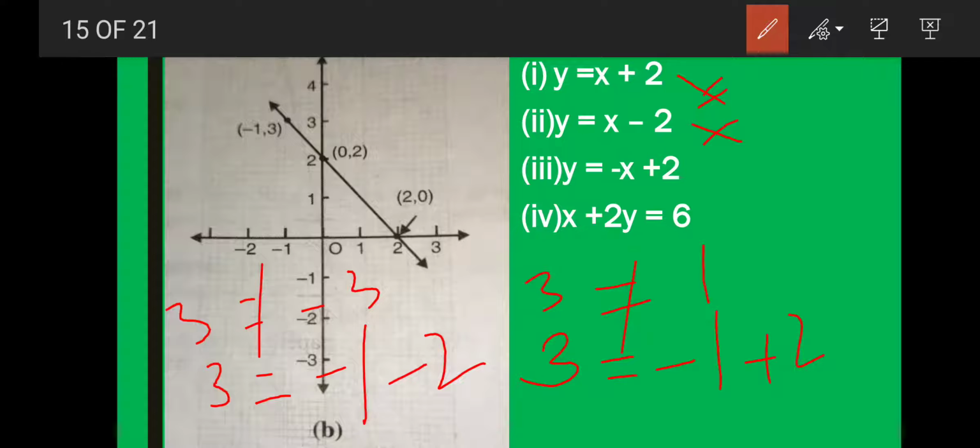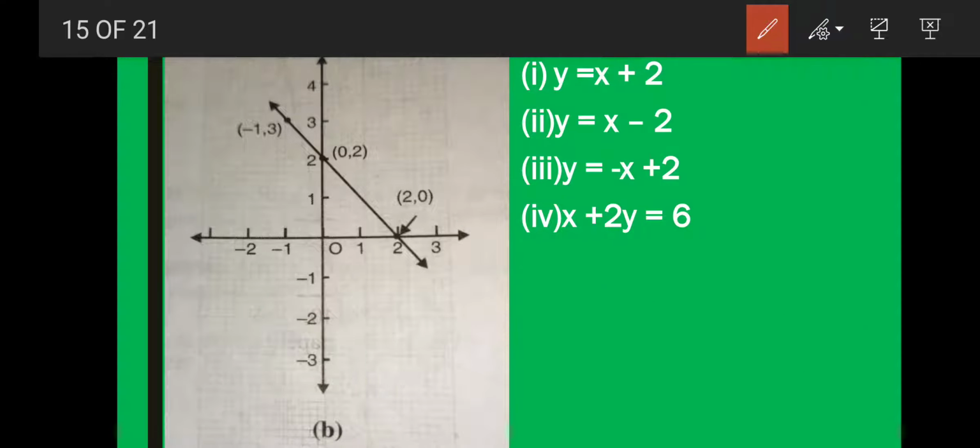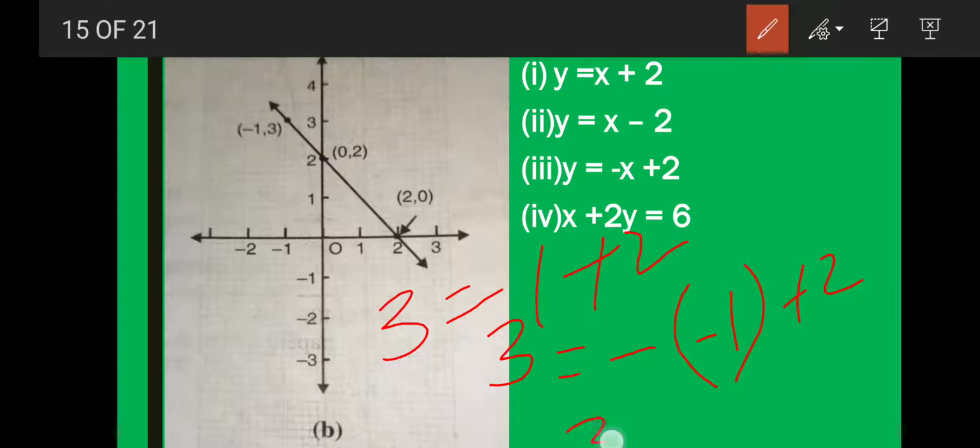Now we will check it in third option, that is y is equal to minus x plus 2. So 3 is equal to minus of minus 1 plus 2. Okay, third equation. So this is minus minus plus, that is 3 is equal to 1 plus 2, that is 3 is equal to 3. For first point it is satisfied.